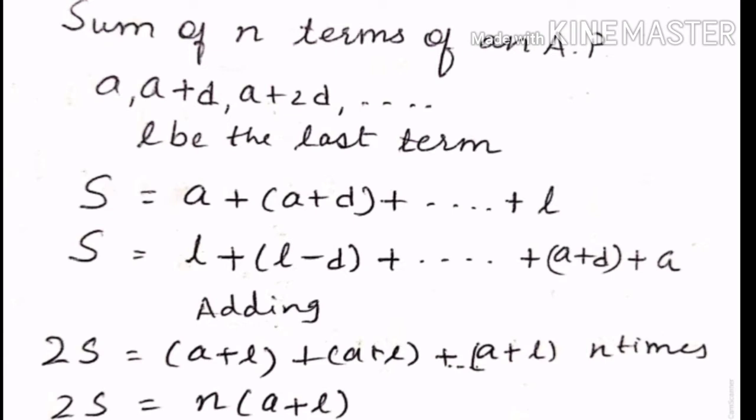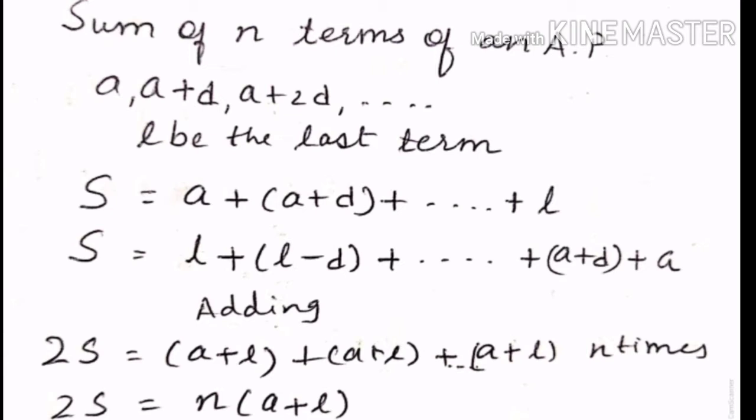This is the sum of n terms of an AP. We are going to derive a formula here. Now let the AP be a, a plus d, a plus 2d and so on, and let l be the last term of this AP. Then the sum of these n terms is equal to S. I have denoted it: S is equal to a plus (a plus d) plus and so on plus l.